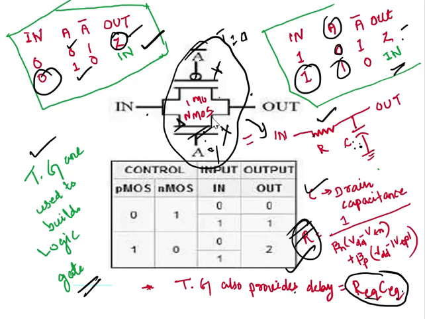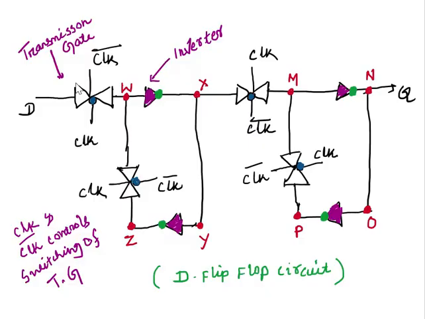This is the formula, okay? This is the actual circuit of this D flip-flop circuit. So this is my transmission gate. This is the inverter, first inverter, second, third, and fourth inverters. This is the clock and clock bar, okay? This controls the switching of the transmission gate. That is what I have already explained, okay?